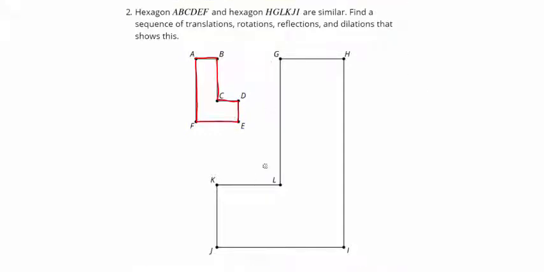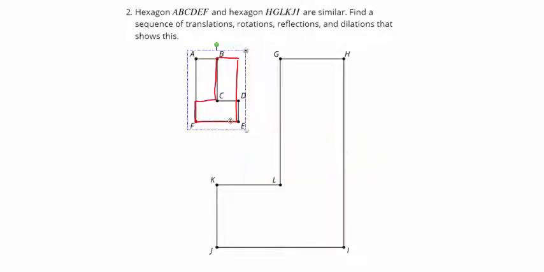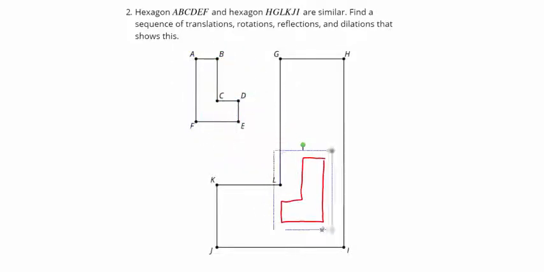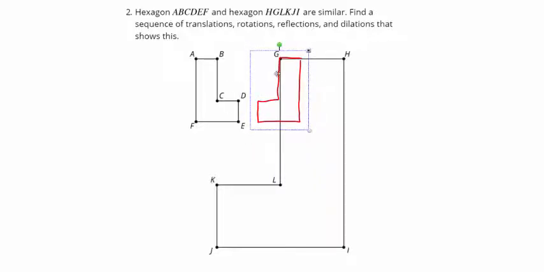Okay, so the first thing I notice is this L shape, it's pointing that way. So I'm going to reflect that. So it's that way. And then I'm going to translate E to I. Actually, that wasn't E, that was F. So I'll translate B to G.